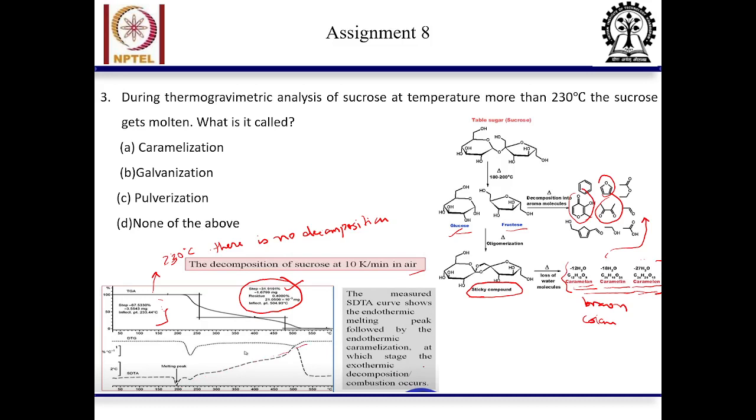So this is saying that the endothermic melting peak is followed by the endothermic caramelization, at which stage the exothermic decomposition begins. After that, there is exothermic decomposition or combustion. So this is the exothermic one, and these are the two endothermic peaks. These are all we have to know for question number 3. Correct? So what happens during the thermogravimetric analysis of sucrose if the temperature is more than 239 degrees? Right? Now I will go to question number 4.